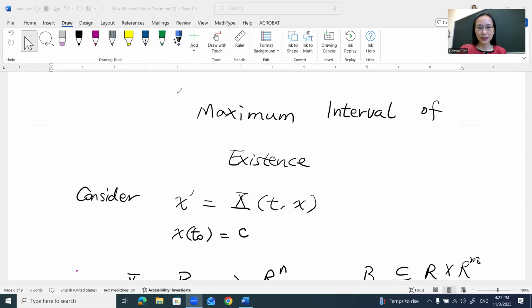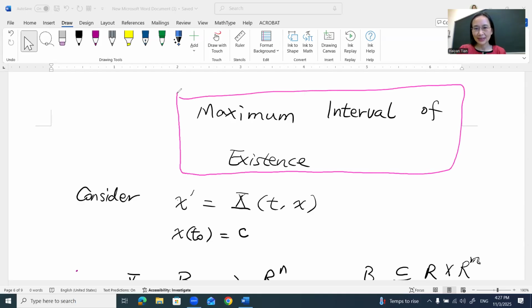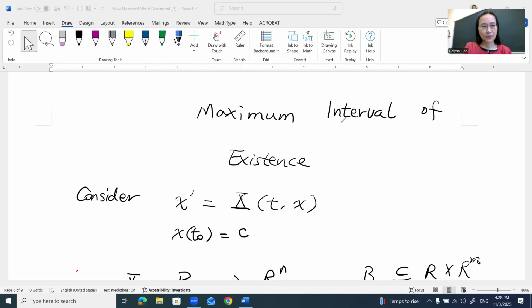Before I introduce the maximum interval of existence, I want to review with you the recent theorem of existence and uniqueness. The result established by that theorem is a local existence of a unique solution. So let's just have a quick review of that theorem.